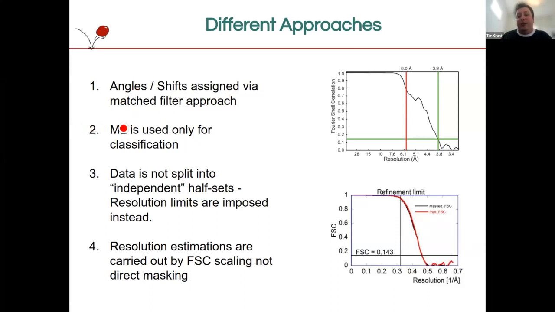That's another important difference. Another very important thing to bear in mind is that we do not do independent half sets of our data. Nowadays, people are most familiar with the idea that you split your data into two halves at the beginning and refine those somewhat independently, and then you do all your comparisons between those two half sets. We do not do that. We align all of our data to a single reference, but we do resolution limiting, and so we will only use information up to a certain resolution when we're doing our alignments.